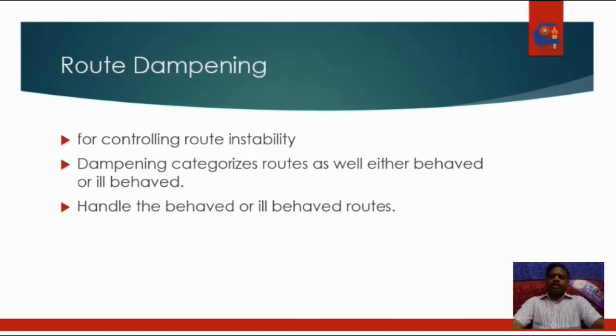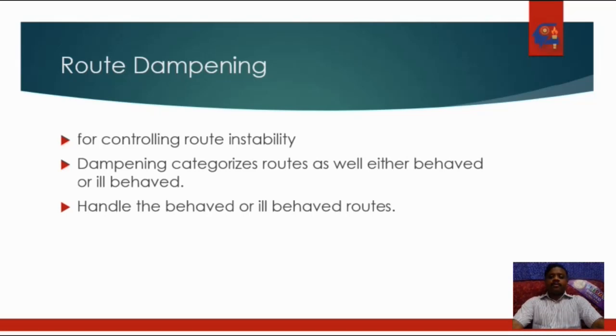Another mechanism for controlling route instability is route dampening. A route that appears and disappears intermittently causes BGP update and withdrawn messages to be repeatedly propagated on the internet. The tremendous amount of routing traffic generated can use up all the link's bandwidth and drive up CPU utilization of the routers. Dampening categorizes routes as either well-behaved or ill-behaved.